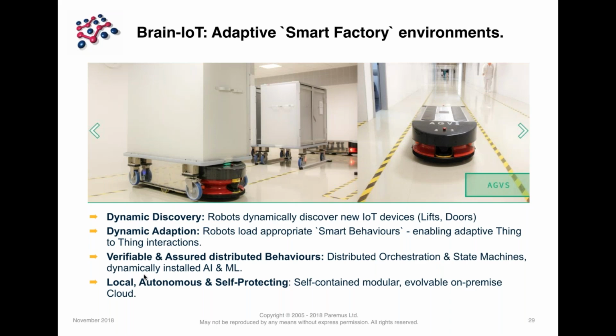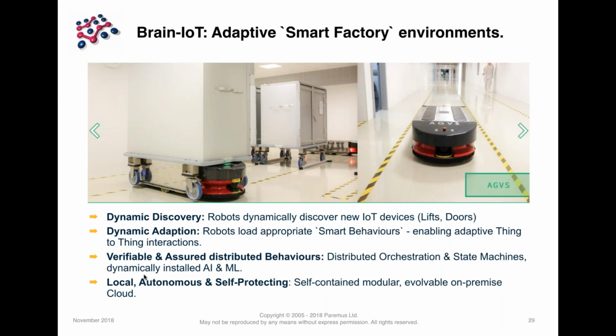So the scenario is that the robot needs to pass through a door. The door is IoT enabled, but the robot doesn't have the behaviors loaded up front to negotiate with the door to pass through this. In the Brain IoT environment, that's not a problem. The robot can actually request that it's found something it can't talk to. The environment can make the appropriate decision to instruct it to load the behaviors, and then can orchestrate whether or not the robot should actually pass through the door.